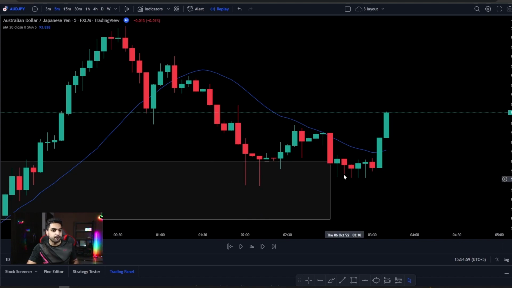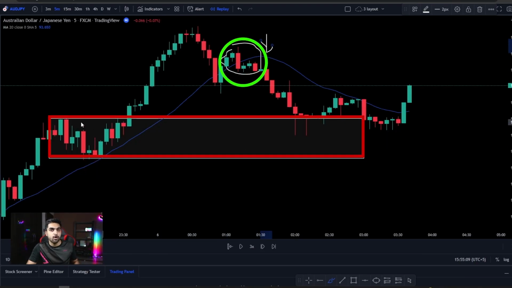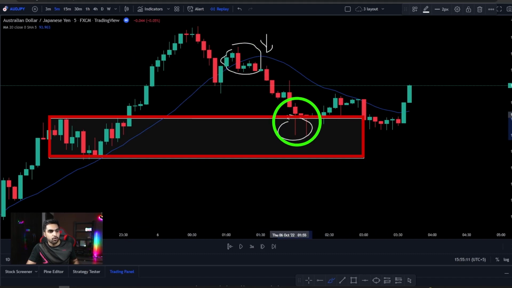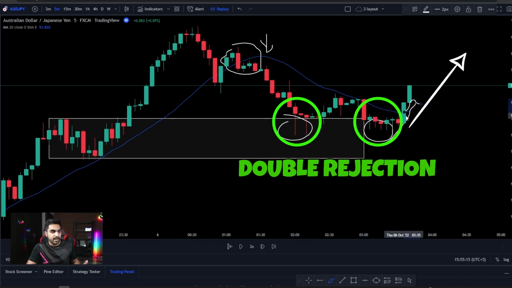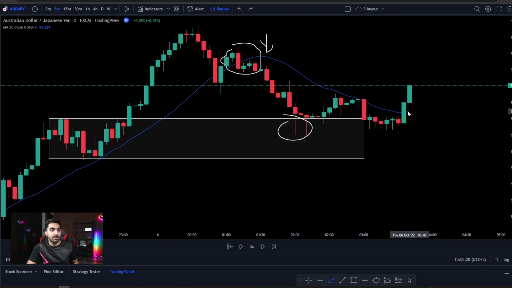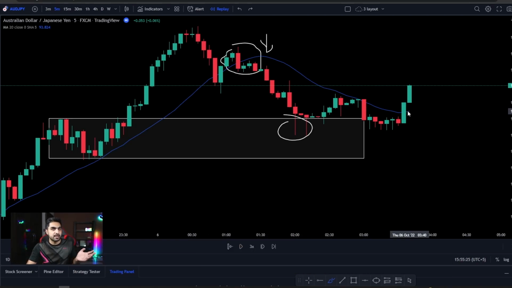So right after we got our second rejection, we can see that when we broke the 20 period moving average to the downside and came towards the area of our break of structure, we got double rejections here, and after that when the buyers showed strength to the upside, we are now again back in buyers momentum because we are now higher than our 20 period moving average. So that is our double confirmation.